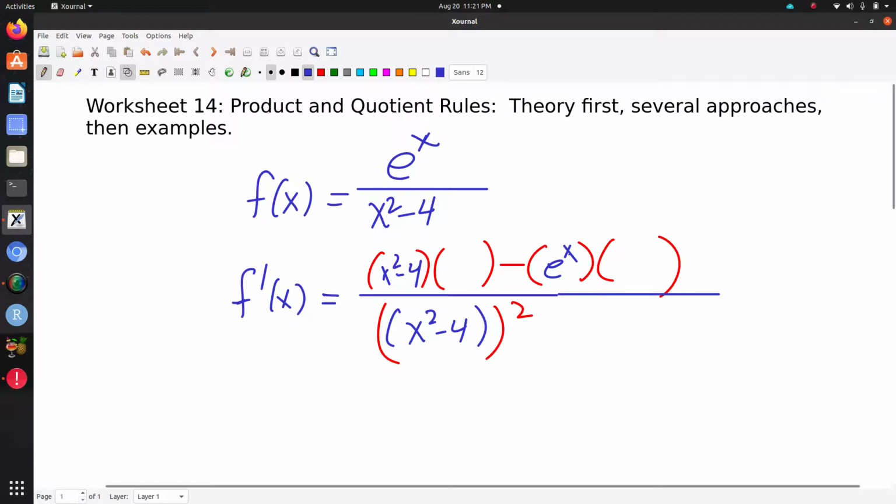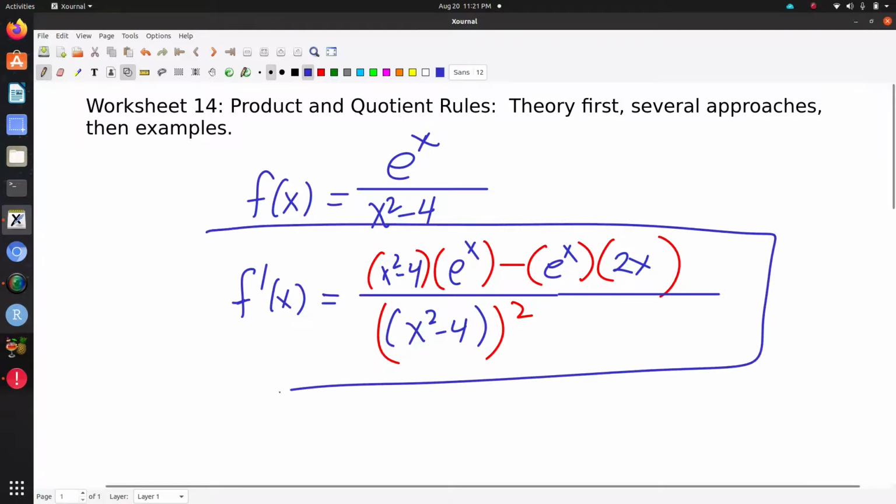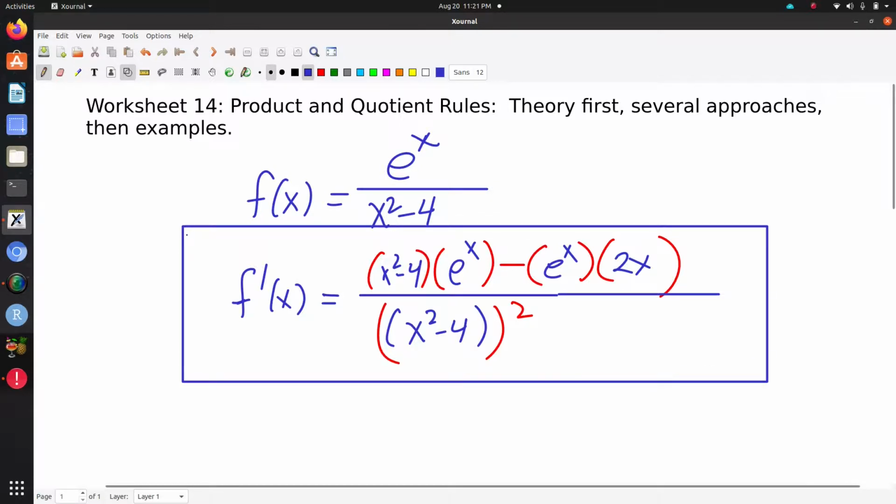Now let's go take some derivatives. So it was the bottom times the derivative of the top minus the top times the derivative of the bottom. Well, since e to the x is its own derivative, this thing looks kind of weird. You can regroup and put e to the x together, but I'll let you do the algebra yourself after you've done that first step. Okay, so there's an example with the quotient rule.